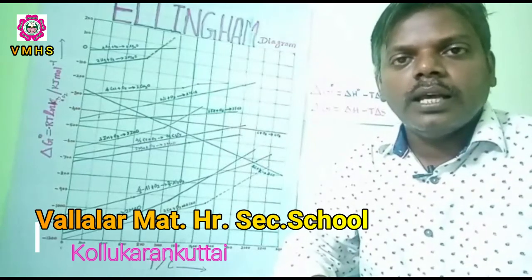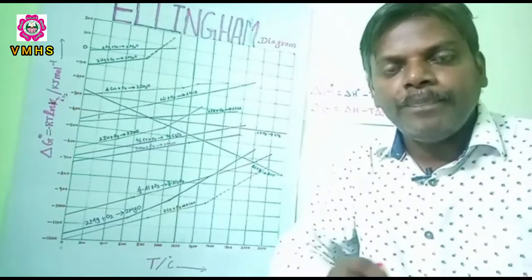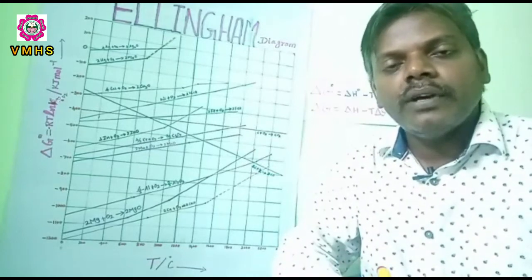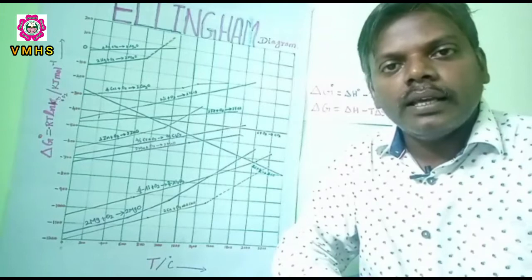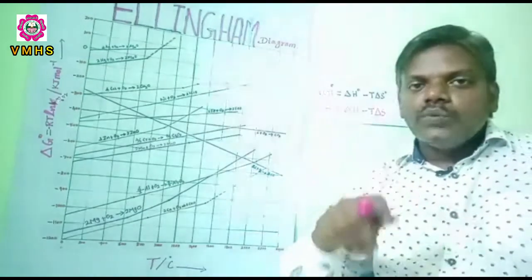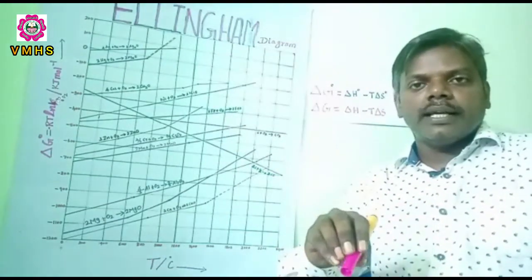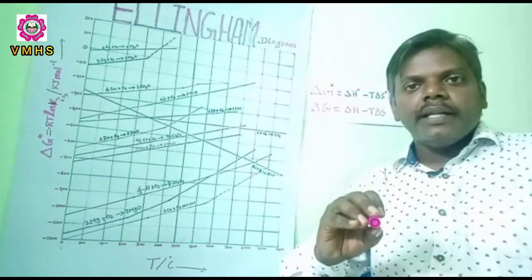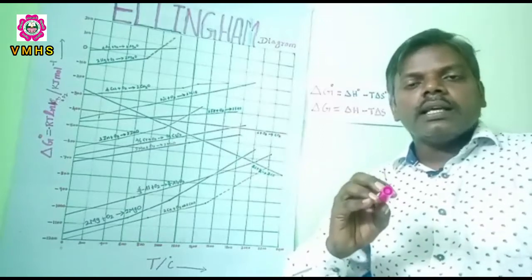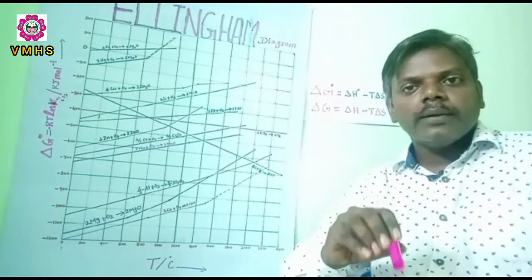In this session, I am going to explain the observations from the Ellingham diagram. In the last video, I explained the thermodynamic principles of metallurgy and what the Ellingham diagram is. So in this video, I am going to explain the observations from the Ellingham diagram. I also explained already what the Ellingham diagram is. Now, can you say what is the Ellingham diagram?